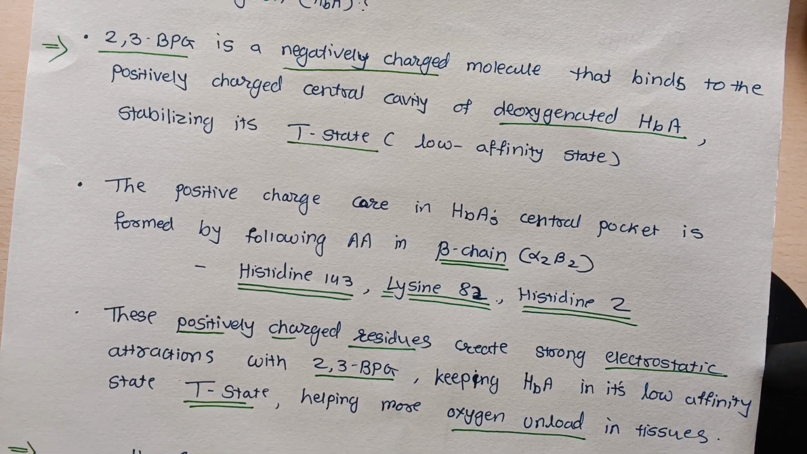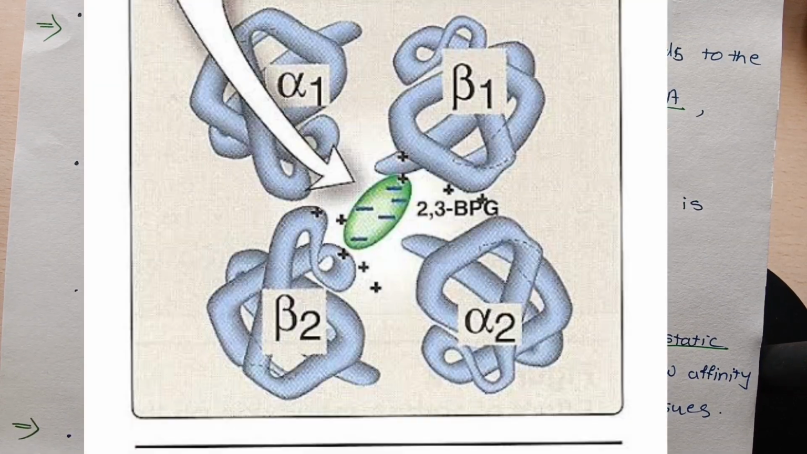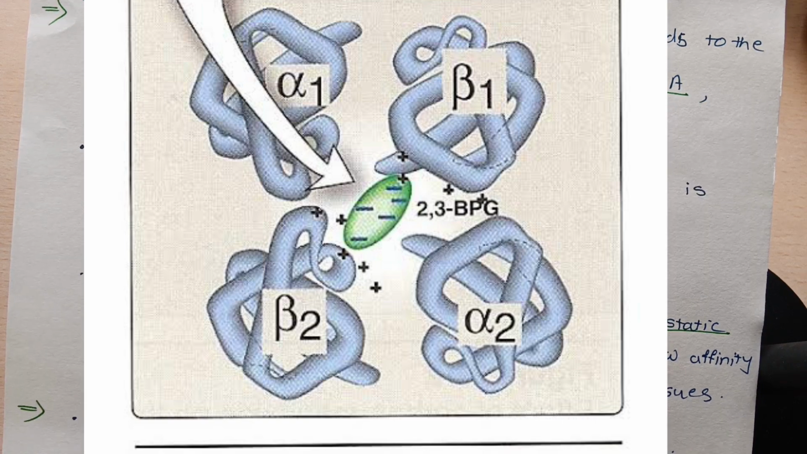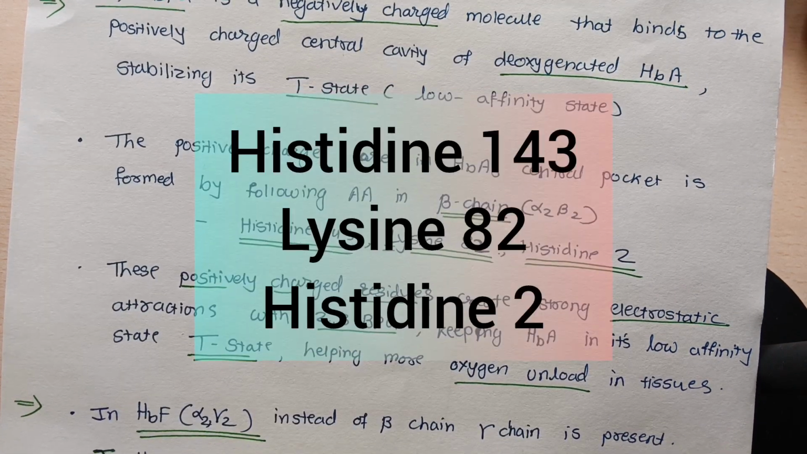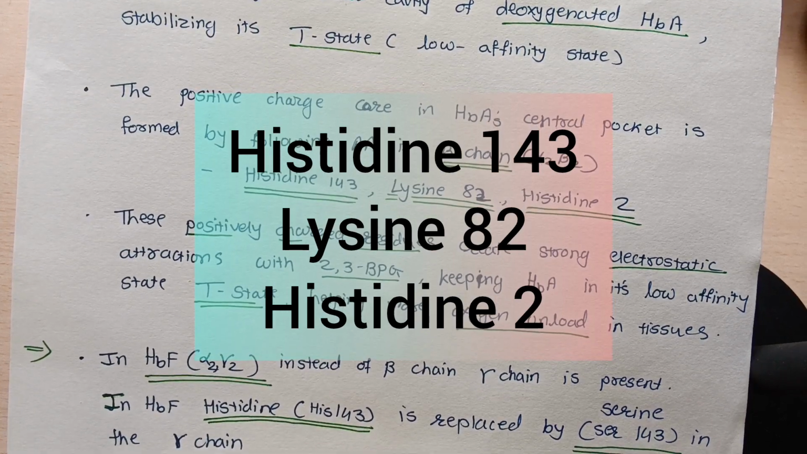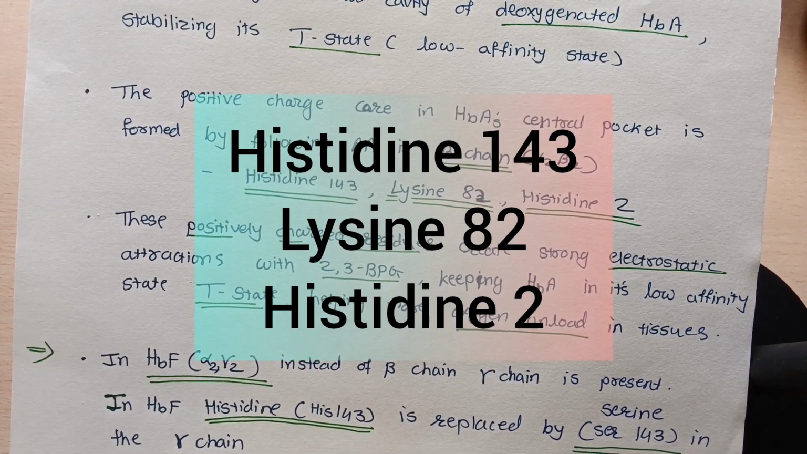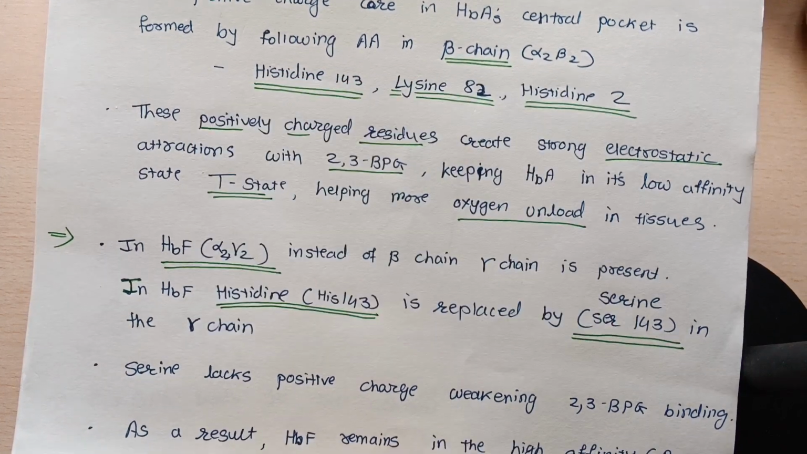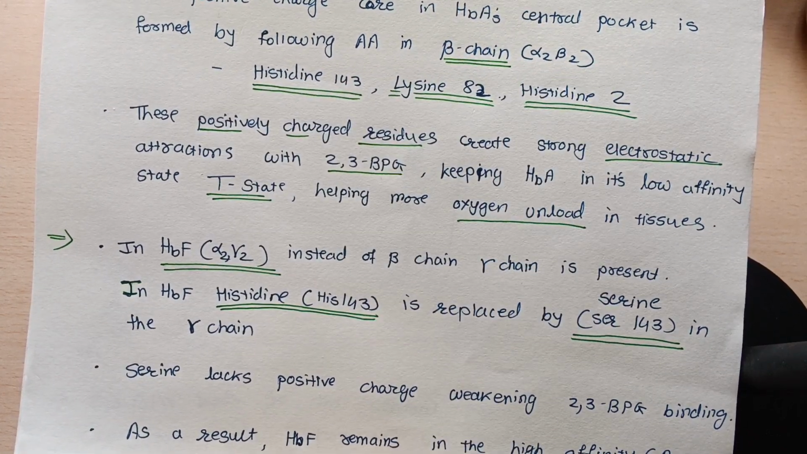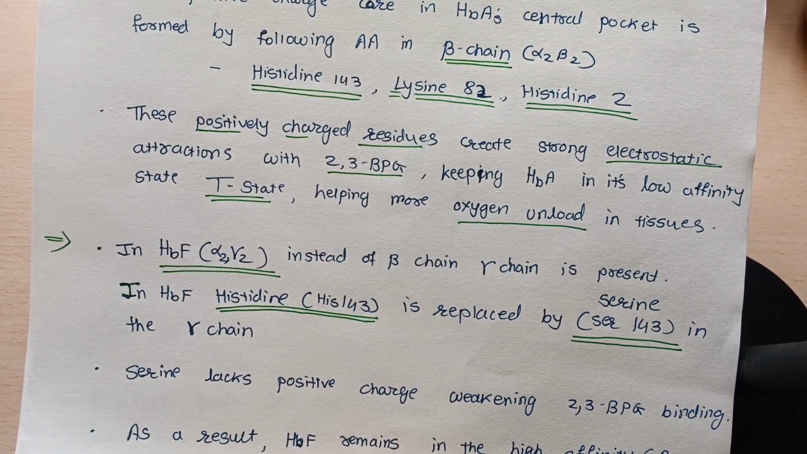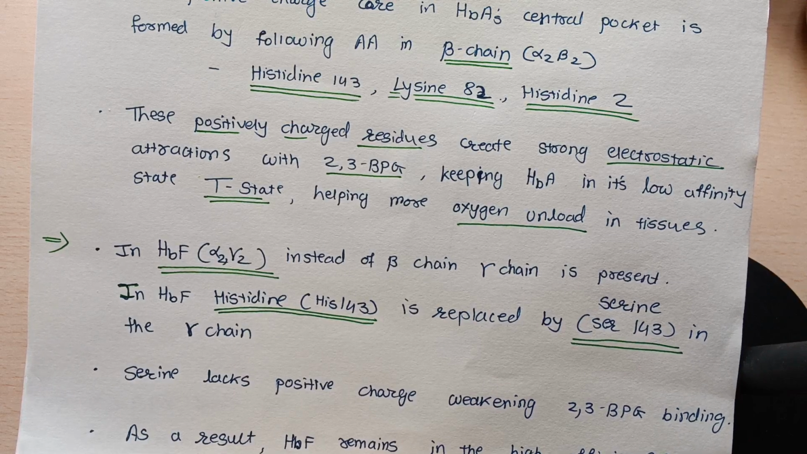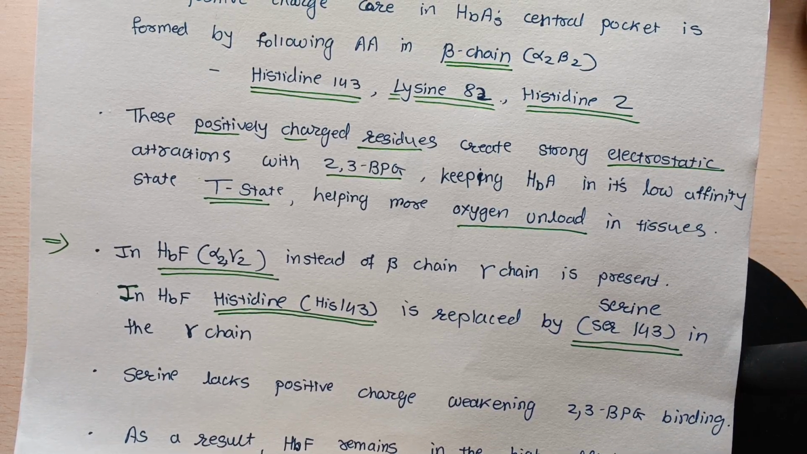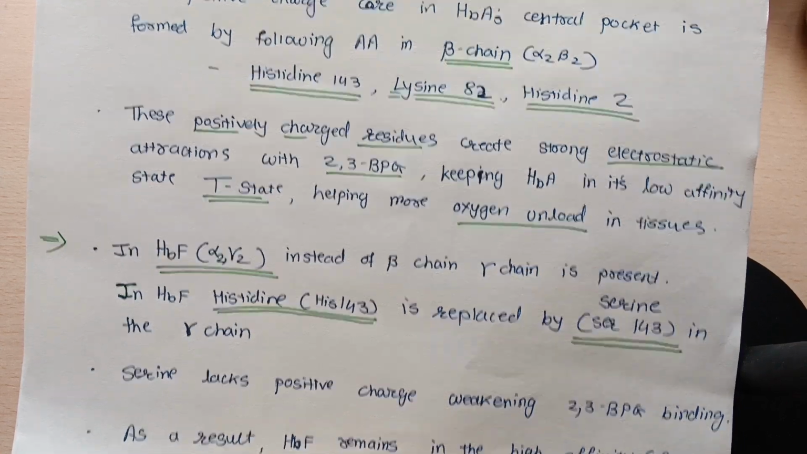Why? This 2,3-BPG will form electrostatic interactions with the positively charged amino acids present on the beta chain, that is histidine 143. These are the positions: histidine 143, lysine 82 and histidine 2. So these positively charged residues will create electrostatic attractions with the 2,3-BPG, which will keep the hemoglobin in the T state, meaning the low affinity state, and more oxygen will unload here.